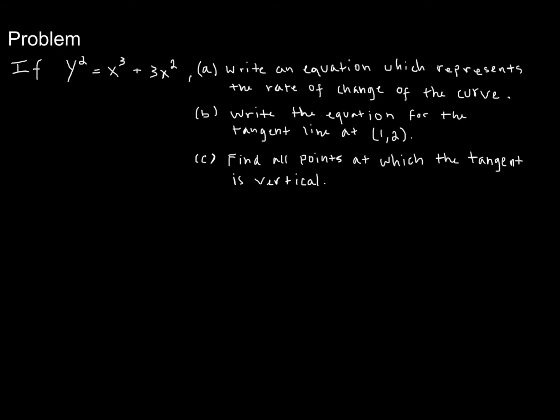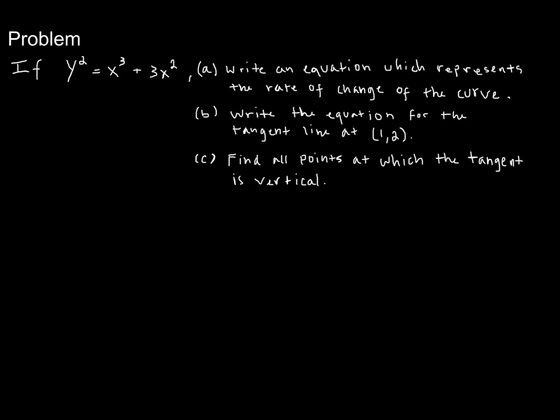The nice thing about this problem is that it really gives me a step-by-step process for what I want to do. I notice in part C, I'm going to find all the points at which the tangent is vertical. And if I go back and look at parts A and B, in part A, I'm writing an equation that represents the rate of change of the curve. In other words, a function that represents the slope at any point, or the derivative. And that's what I'm going to need first to write the equation for the tangent at this point, because I'll need the slope at that point.